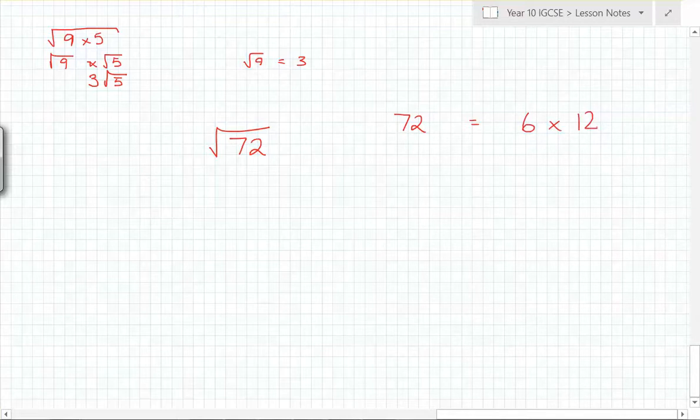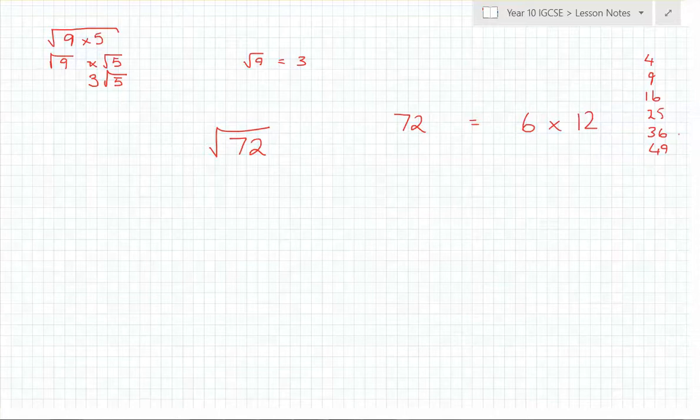The trouble with that is I'm looking for a square number that is a factor. So the square numbers are the ones that are useful. 4, 9, 16, 25, 36. They're the ones that I want to find. 1, yeah, but it's not useful. Okay? Now 6 and 12, neither of them are square numbers. So it doesn't really help. Do you understand why?